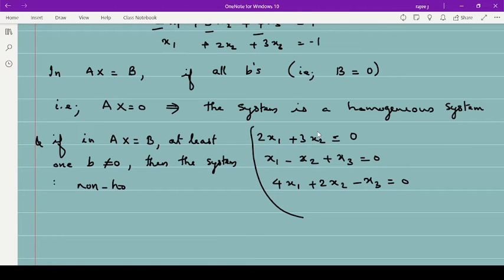Suppose you are writing 10 equations like this, and in 9 equations the right side is equal to 0, and in one equation it is not equal to 0. Now if you look at this one, this is a system of homogeneous equations, because all the right sides are 0. Now suppose this is equal to 2. Now this is not homogeneous, this is a non-homogeneous system.